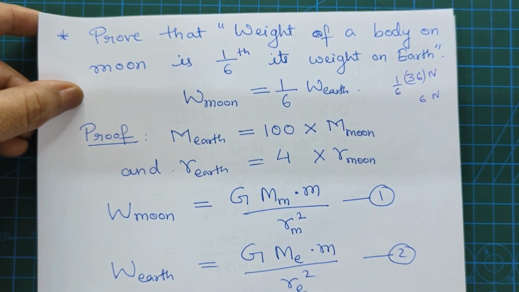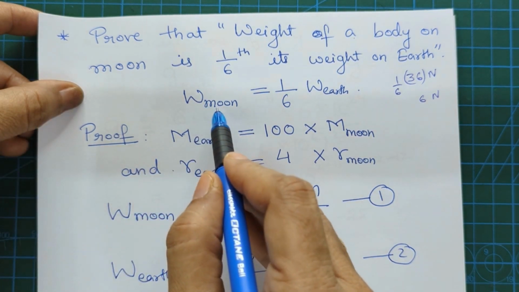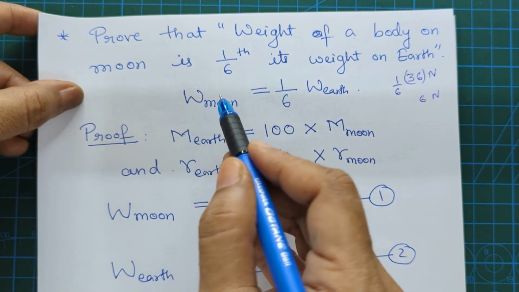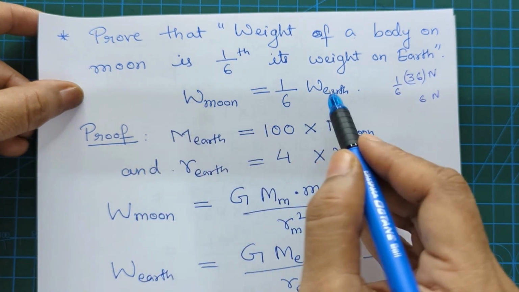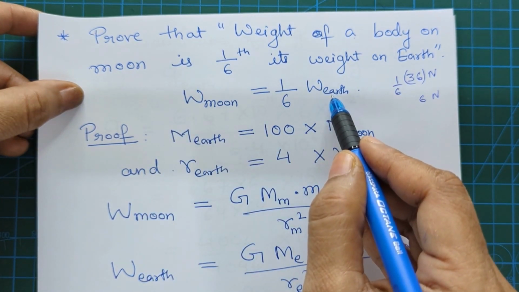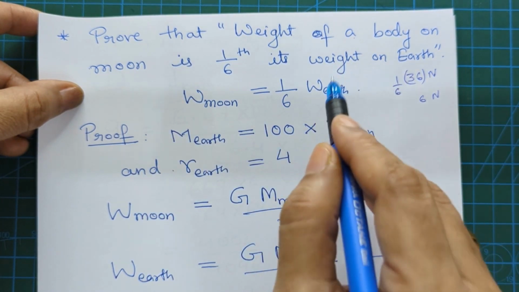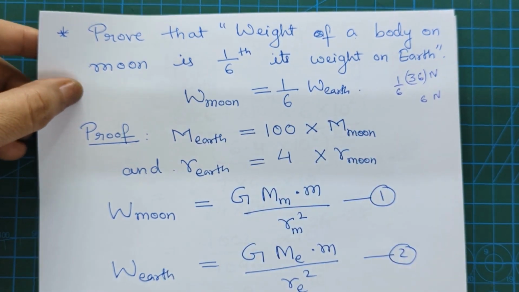An object can't have its own weight. An object can have weight on some other object, because weight is defined as the force with which an object is pulled towards the center of the planet. So W subscript moon is the weight of an object on the moon, and W subscript earth is the weight of the same object on earth. We have to prove this.